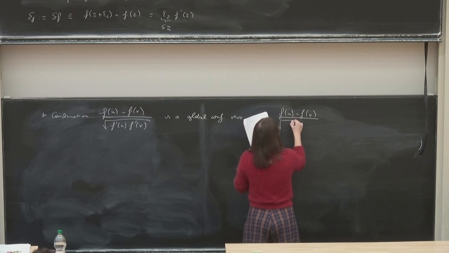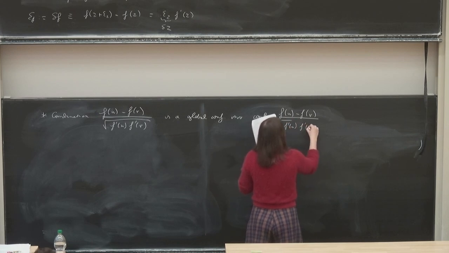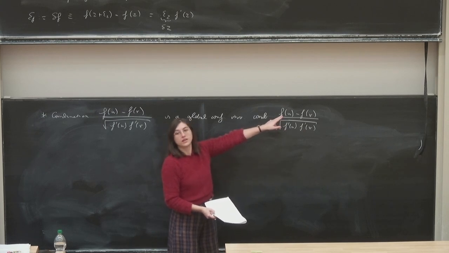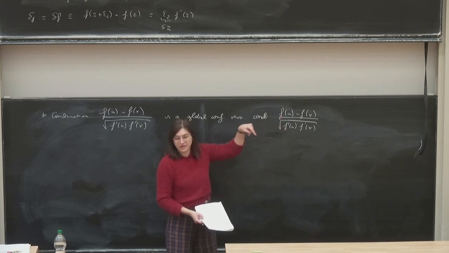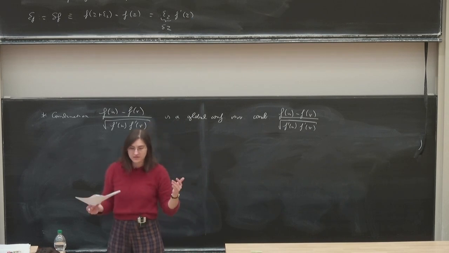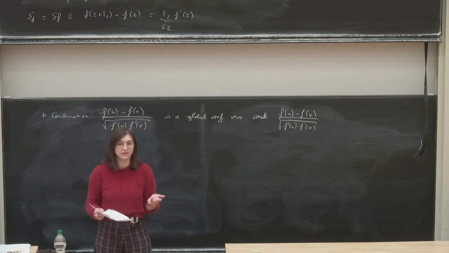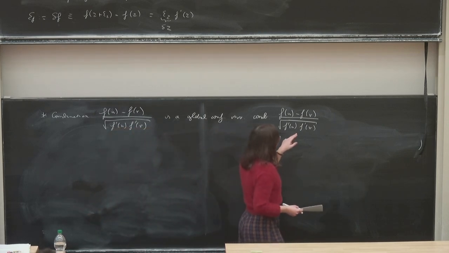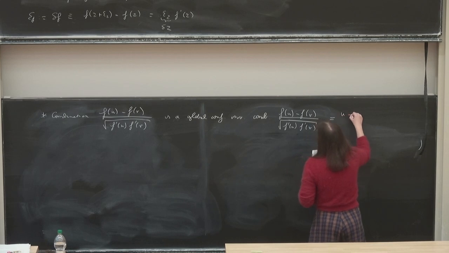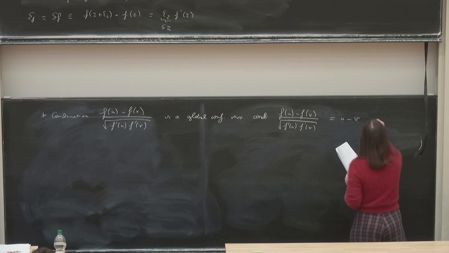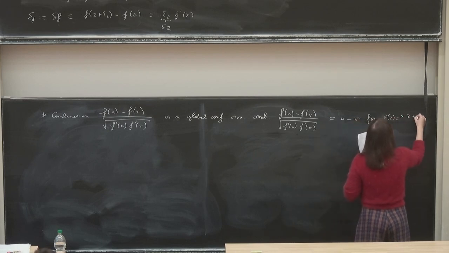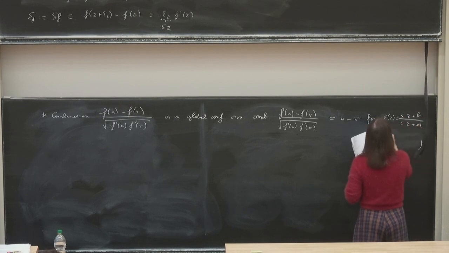Meaning that if your conformal transformation f of z is a global conformal transformation, so belongs to this subset of Möbius transformations that I mentioned, so translations, rotations, etc. In that case, this object is again equal to just u minus v. Okay. So this is only true for f of z of this form, so a Möbius transformation.